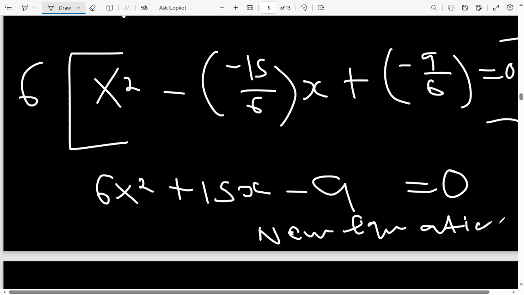Okay, so any question on how we found the new equation there?